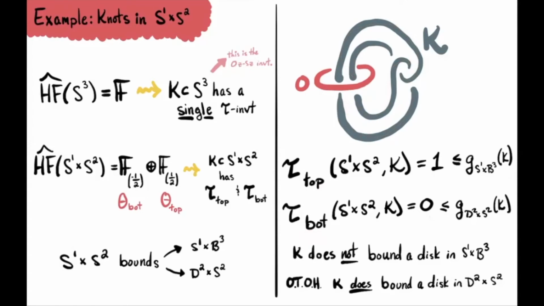So what does that tell me? Well, first of all, it tells me that the S1 cross B3 genus of this knot is bounded away from 0, and therefore K does not bound a disk in S1 cross B3. On the other hand, we're not really getting any information about the D2 cross S2 genus. However, you can actually show by hand in this case that this knot does bound a disk in D2 cross S2. So for the rest of the talk, what I want to do is go through a few applications of our theorem to different kinds of topics.